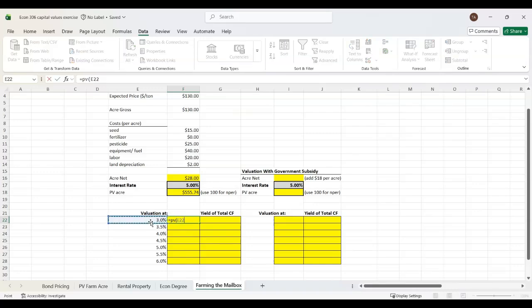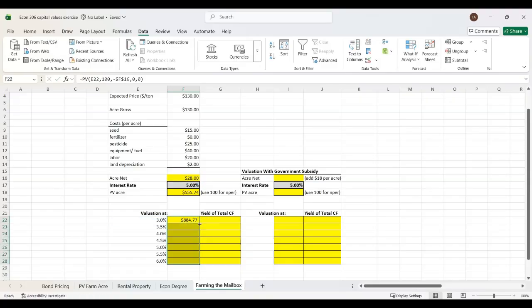Now, let's do the same thing where we value that at different interest rates. This time the rate is a variable, cell-based variable. The in per is always 100. The payment is always the negative of the acre net, but lock that in, please, so we can fill the formula, 0, comma 0. So I'm going to go down to 3%. This thing becomes worth, wow, $885. Up to 6%, the value gets knocked down to $465.